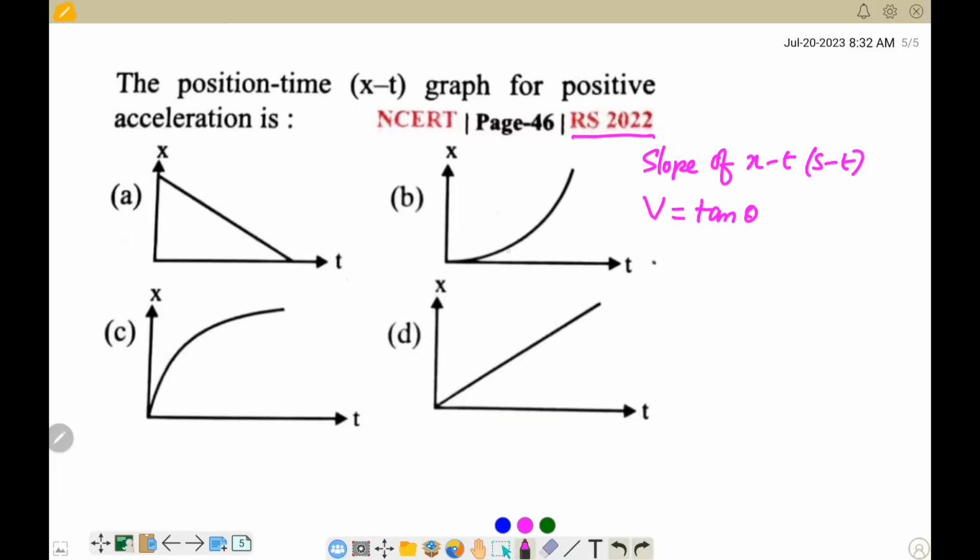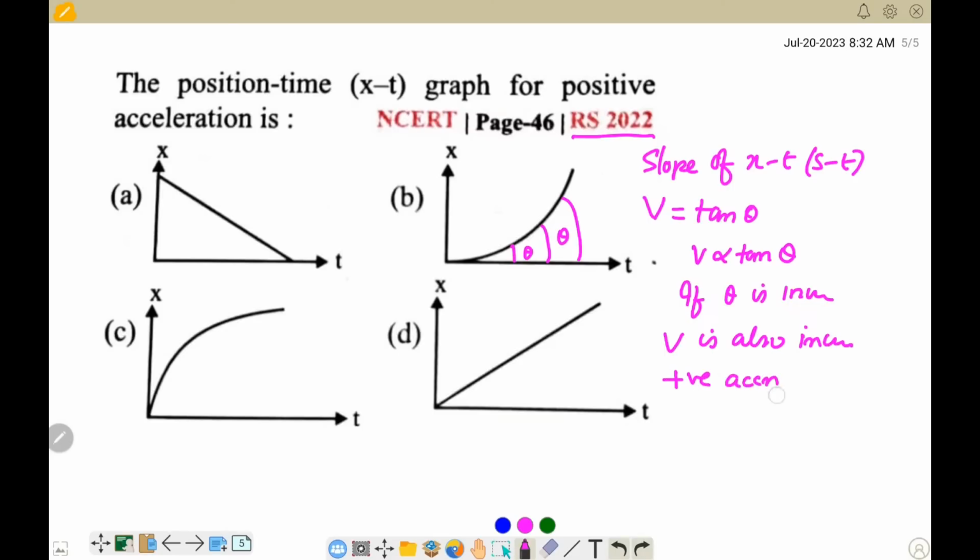If you observe in this diagram B, theta is slowly increasing, and V is directly proportional to tan theta. If theta is increasing, V is also increasing. That means it has positive acceleration. So this is going to be your correct option.